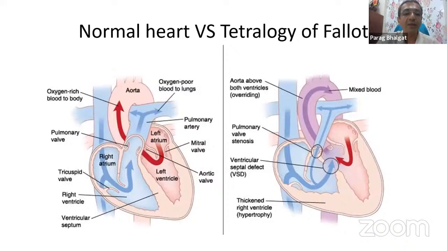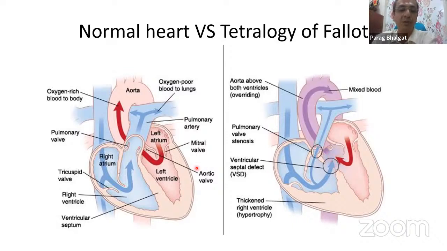So this is an anatomical depiction of tetralogy of Fallot. On the left side, what we see is a normal heart, as against on the right side, what we see is a heart with the tetralogy of Fallot. So this is a pulmonary stenosis. This is malaligned subaortic VSD.